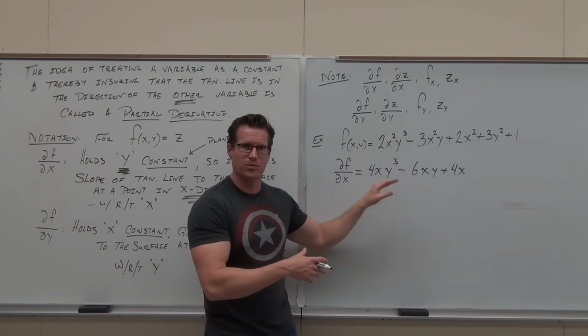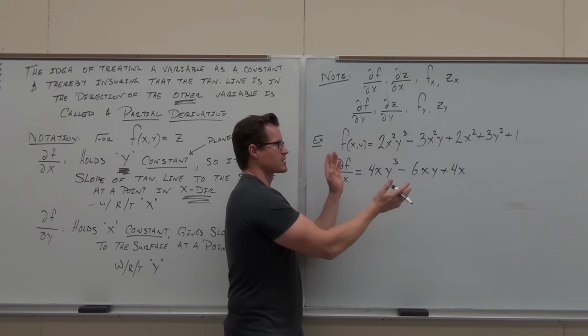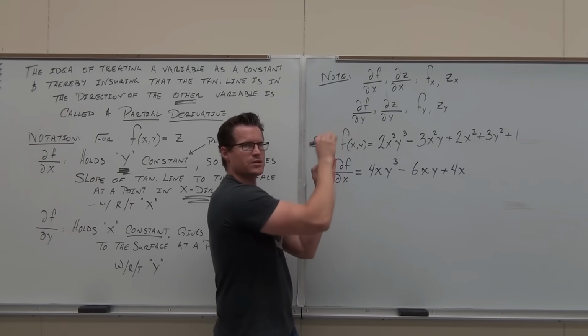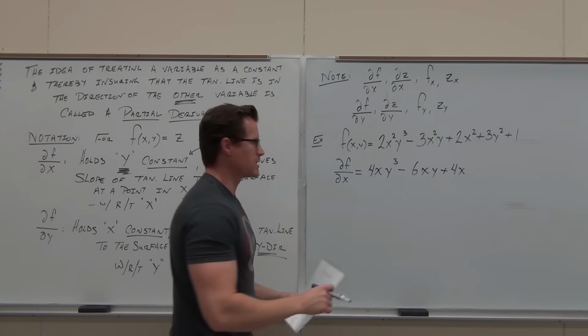It's giving you the slope of the tangent line at any point, as long as that point is in the plane that's parallel to the xz plane. We call it an x direction. Here's a crazy idea: why don't you find the partial of f with respect to y? Can you try that right now?